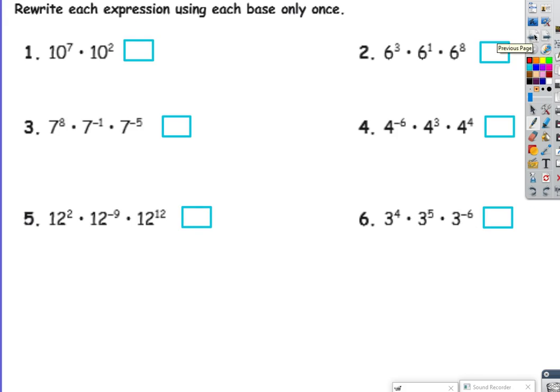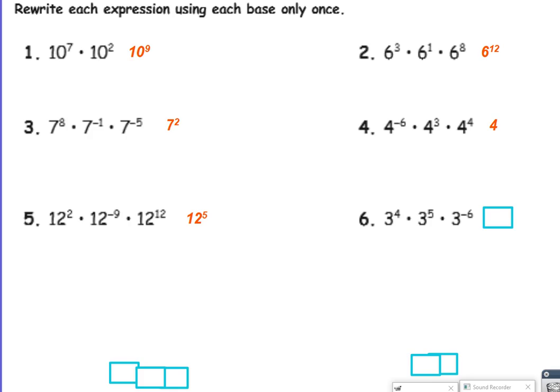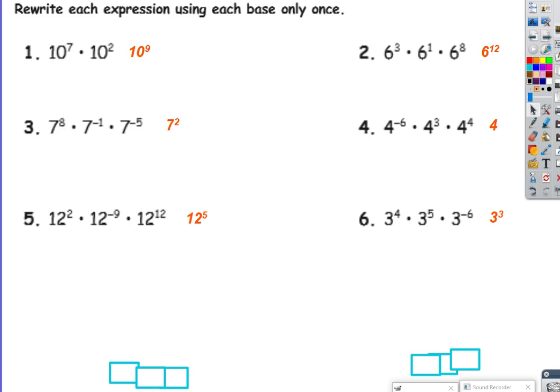Here are the answers. Number 1, 10 to the 9th power. Number 2, 6 to the 12th power. Number 3, 7 squared. Number 4, 4, that's it. Number 5, 12 to the 5th power. Number 6, 3 cubed. Okay, let's simplify the expressions.